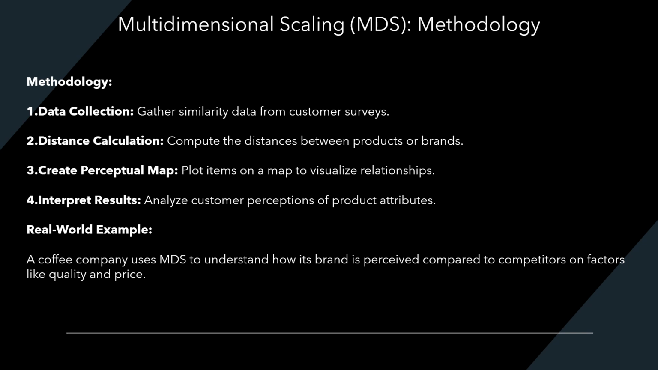Using these distances, MDS creates a perceptual map where each product or brand is positioned according to how customers view it. The final step is interpreting the map. For example, a coffee company might use MDS to understand how customers perceive its products compared to competitors in terms of quality and price. This visualization helps businesses refine their positioning and highlight attributes that differentiate them from the competition.